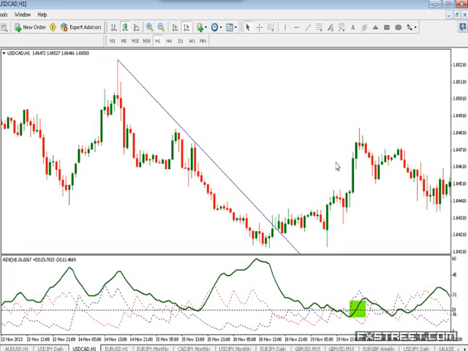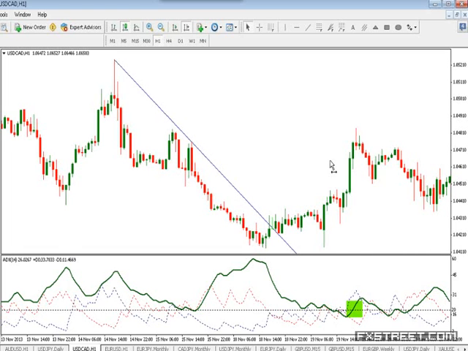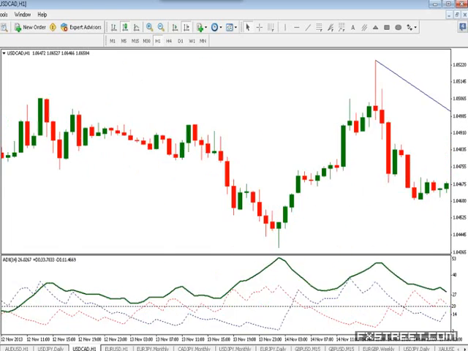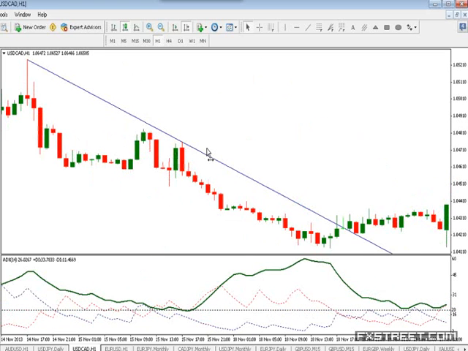Let's take this example itself. When we started to get into a trend over here, this is the place. Once your ADX crosses the blue DMI line, it is supposed to indicate that yes, your trend is pretty much strong.